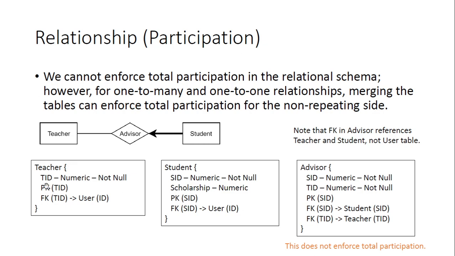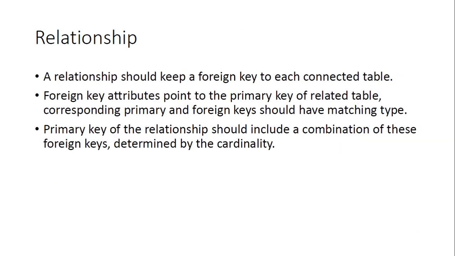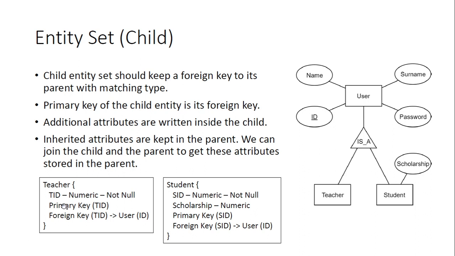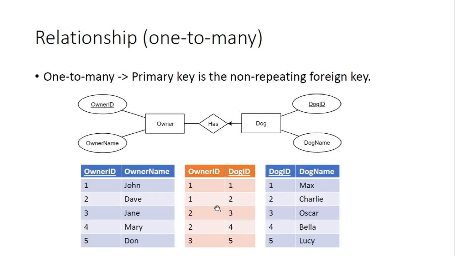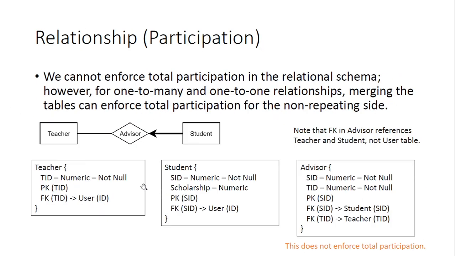So remember in our previous slides, we said that for a teacher, TID is the primary key, and for a student, SID is the primary key. This information is repeated in the slide as well. We need the advisor table, and since this is a one-to-many relationship, the non-repeating side is the student, so the primary key of this table could be SID, and then SID and TID are foreign keys to the respective tables. But this doesn't enforce total participation.